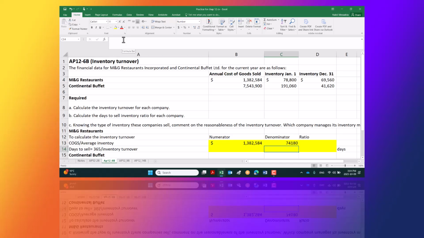You need the cost of goods sold in the numerator. Where are you going to find it? Which financial statement? In the income statement. Very good. How about the opening and ending amount of the inventory?